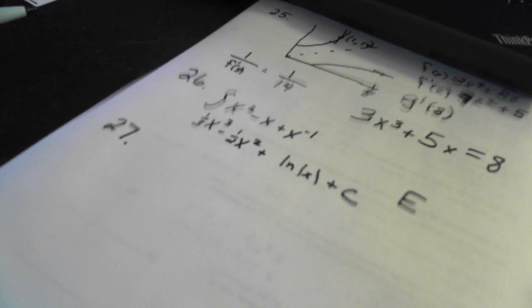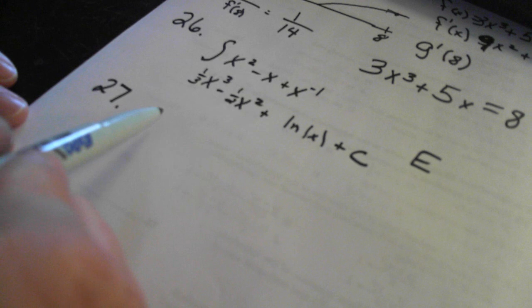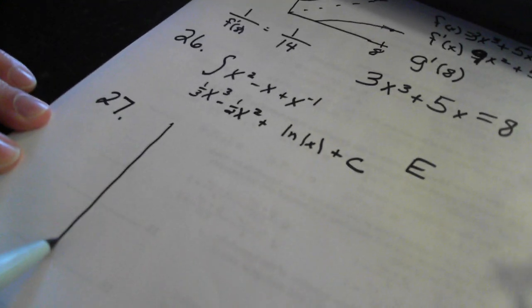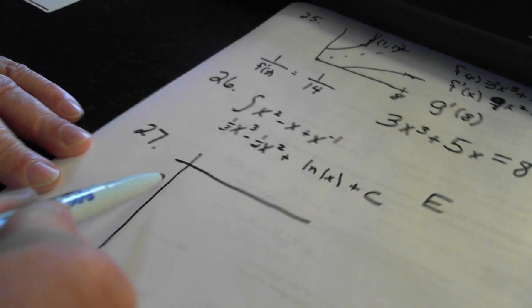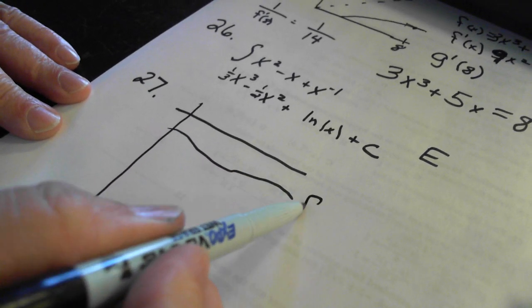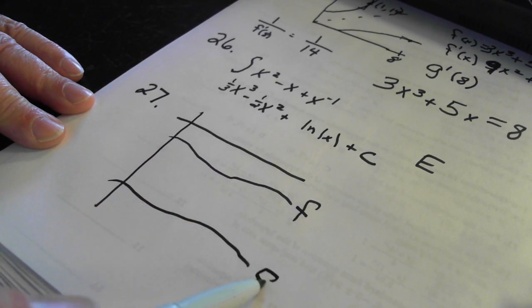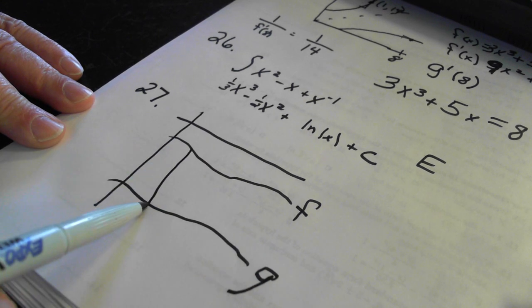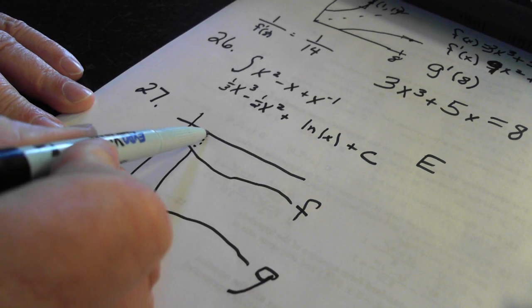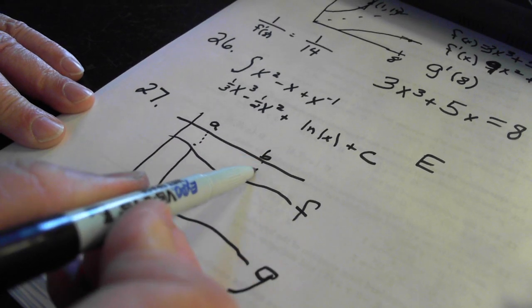27 has a picture or a graph with it. And I got to remind you of some of the things that you learned. They have like a curve F and a curve G. And we're looking at it between A and between B.